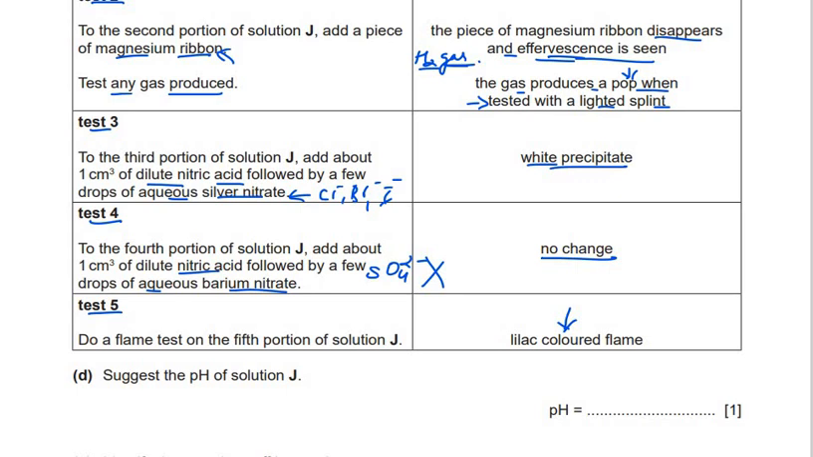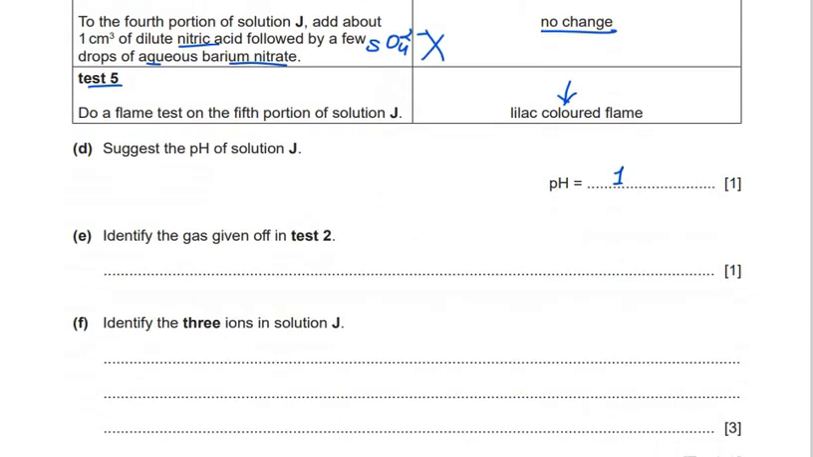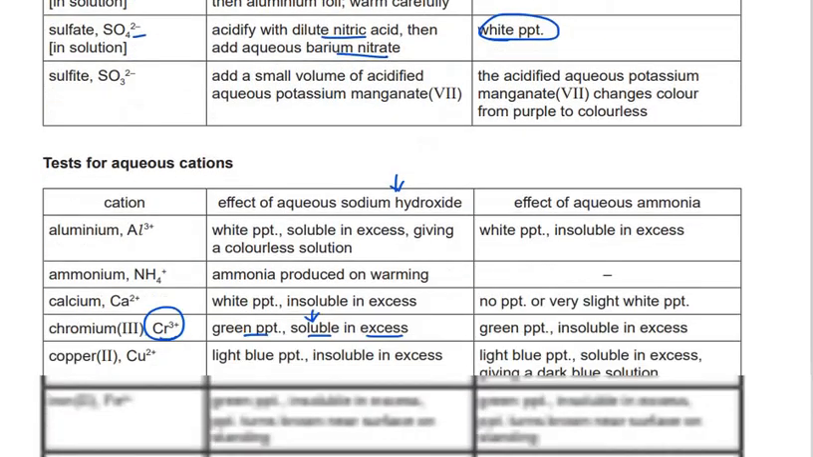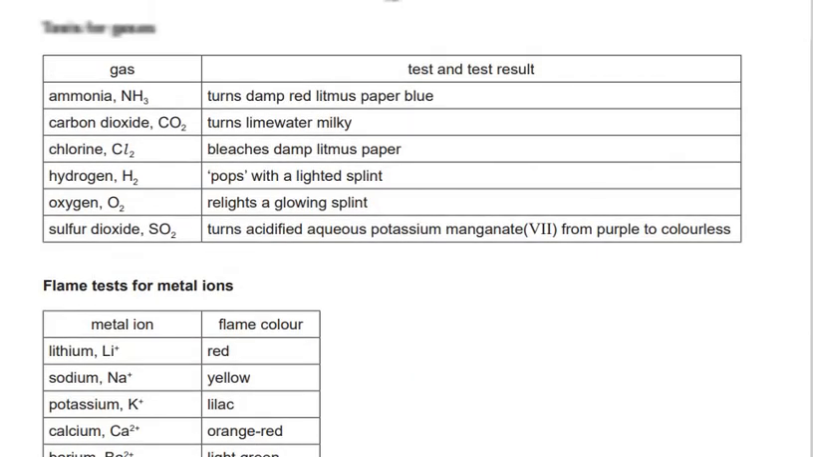So, suggest the pH of solution J. As we already saw, it shows red color, so it's a strong acid. So we can write, for a strong acid the pH should be in a range of 1 to 3, so you can write 1, or you can write 2 or 3 also. Okay, identify the gas given off in test 2. Let's see the test for the gas, which is given on the last page.